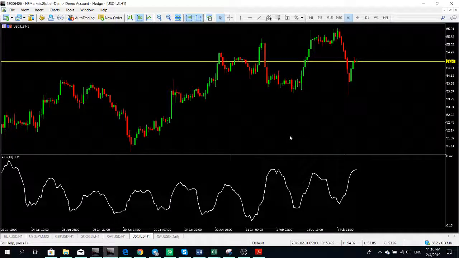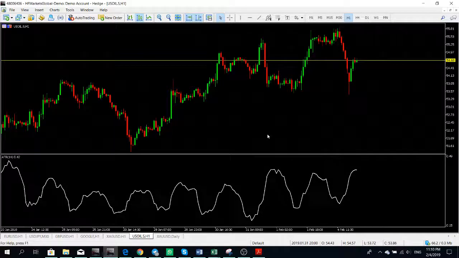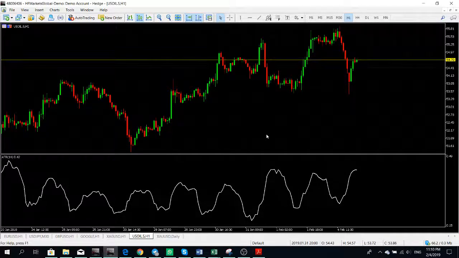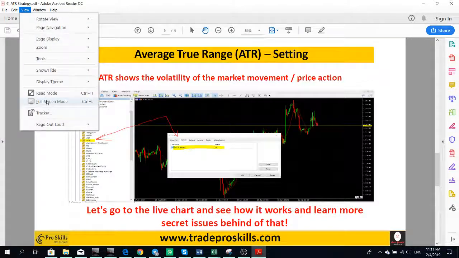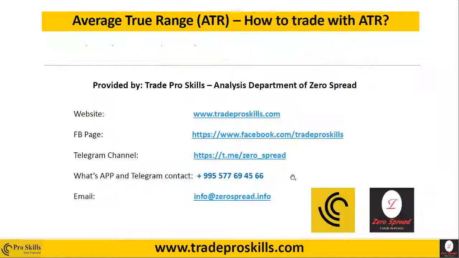As I told you, mostly you can use it to find your stop loss and take profits, as well as to find the range of your risk management. I hope it was helpful for you, and you could understand what ATR is generally for and how you can use it.